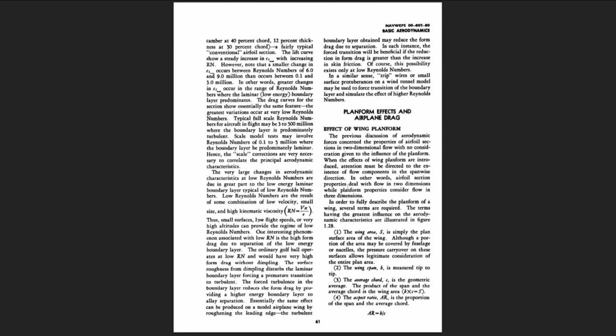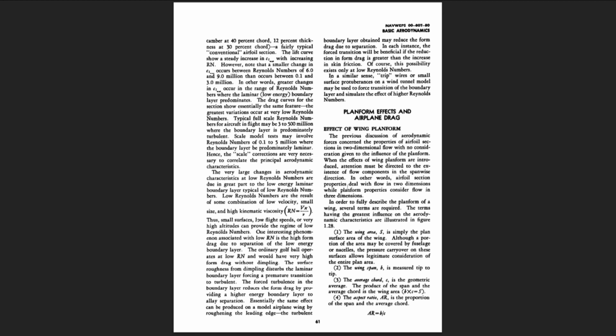The forced turbulence in the boundary layer reduces the form drag by providing a higher energy boundary layer to allay separation. Essentially, the same effect can be produced on a model airplane wing by roughening the leading edge. The turbulent boundary layer obtained may reduce the form drag due to separation. In each instance, the forced transition will be beneficial if the reduction in form drag is greater than the increase in skin friction. Of course, this possibility exists only at low Reynolds numbers. In a similar sense, trip wires or small surface protuberances on a wind tunnel model may be used to force transition of the boundary layer and simulate the effect of higher Reynolds numbers.